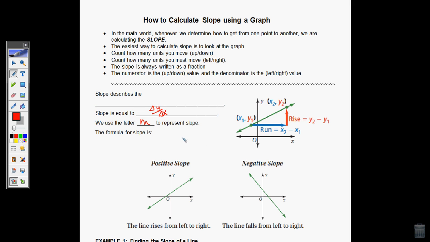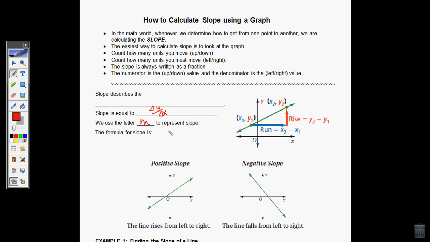Okay, so the formula. How do we figure out the formula? We first need to understand what slope is. It is simply almost like directions to how a specific line moves. So there's so many units up and down, and then so many units left and right from two specific points on a line. And the way that we write slope is by writing that up and down movement as a fraction over the left and right movement.